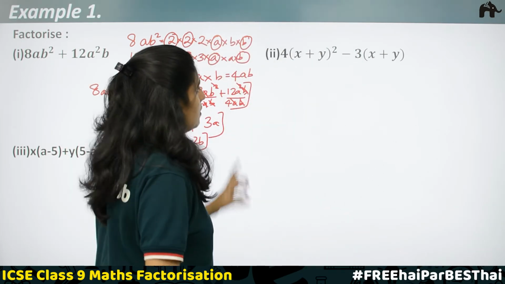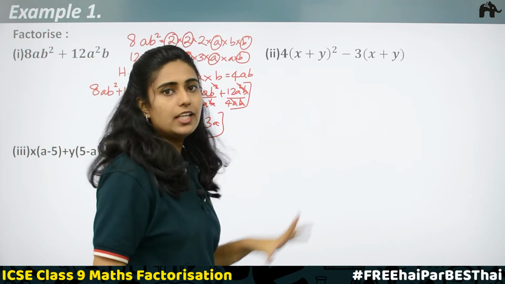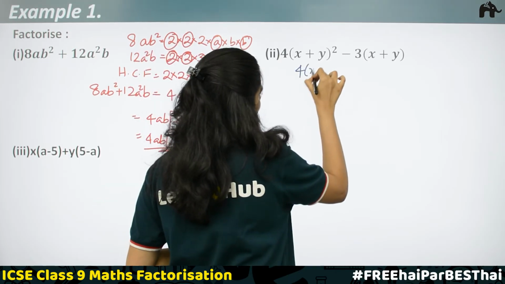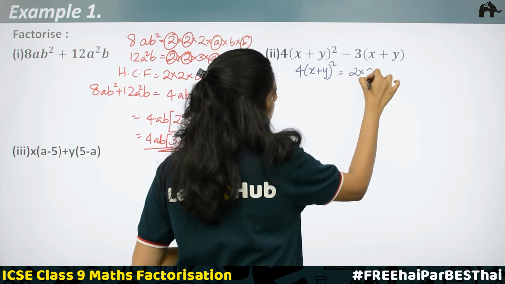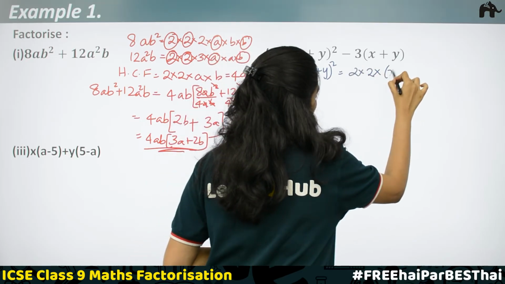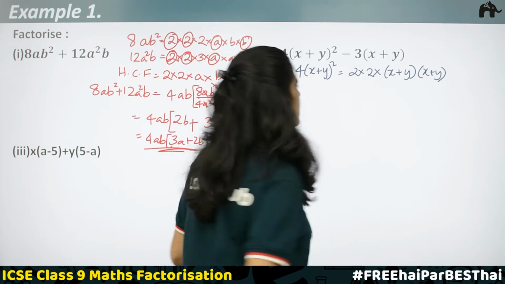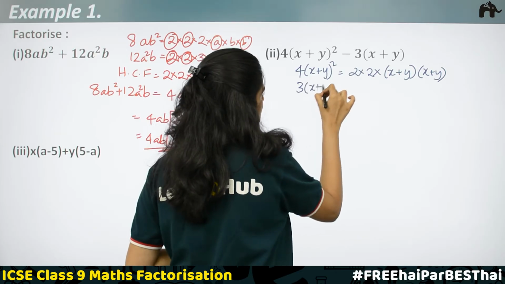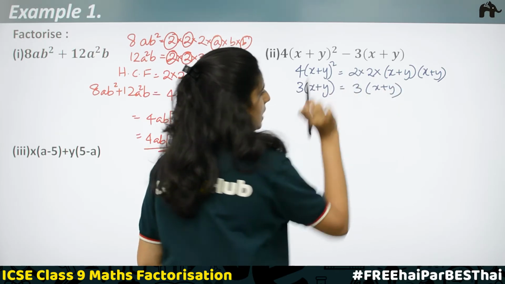Now, the second one, 4 into x plus y whole square minus 3 into x plus y. This is very easy. So, first 4 into x plus y whole square can be written as 2 into x plus y into x plus y. X plus y whole square is x plus y into x plus y. What about 3 into x plus y? That is same, 3 into x plus y. 3 is a prime number.